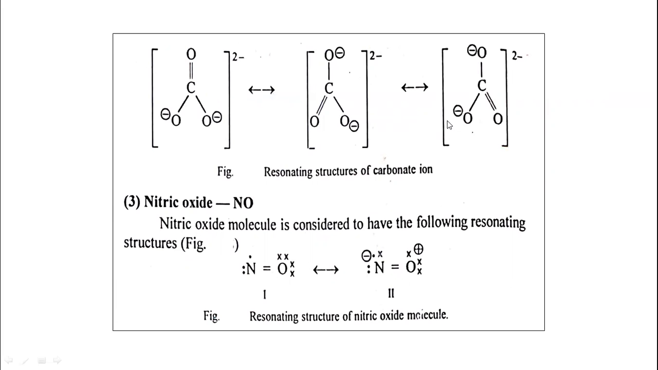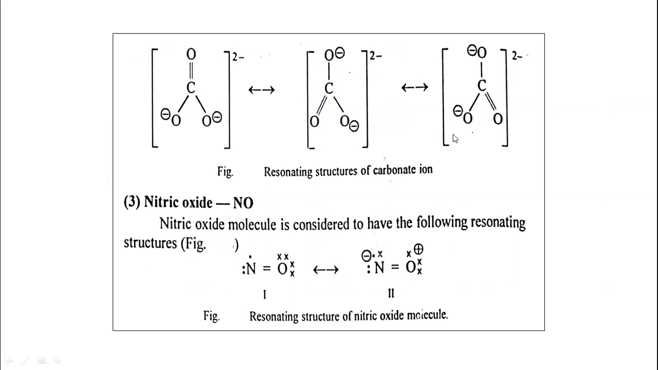Because the experimental bond length in the carbonate ion is 0.131 nanometer. The single bond length is 0.143 nanometer, and the double bond length is 0.12 nanometer. So it indicates that in the carbonate ion there are resonating structures. Okay, so that is about the carbonate ion.